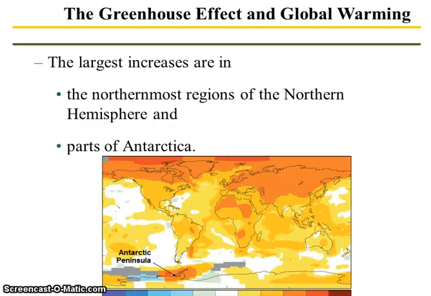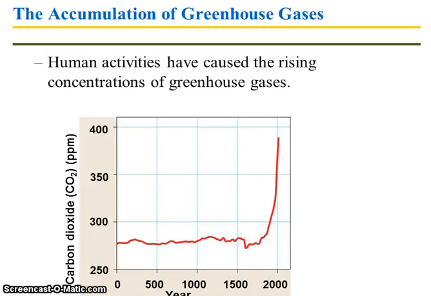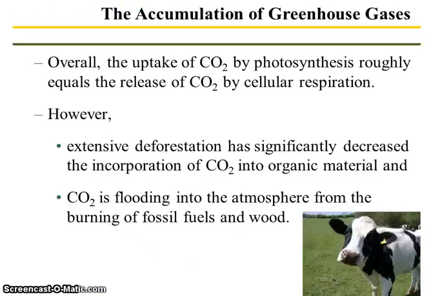So where are we seeing the biggest changes? We're seeing it at our poles, Northern Hemisphere and Antarctica. And it's completely undebatable that human activities have increased greenhouse gases. The Industrial Revolution allowed us to streamline. It also allows us to produce a lot of waste. So how did we get this greater accumulation? Well, normally, photosynthesis taking up carbon dioxide and cellular respiration releasing it are pretty equal.